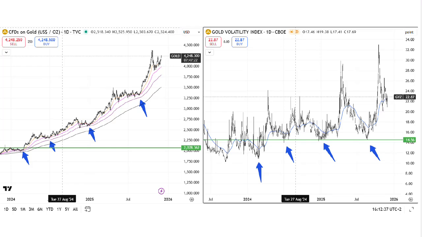Good morning. Today's date is the 1st of December 2025, and today I'm going to review gold price action in combination with the volatility trends from the Gold Volatility Index.